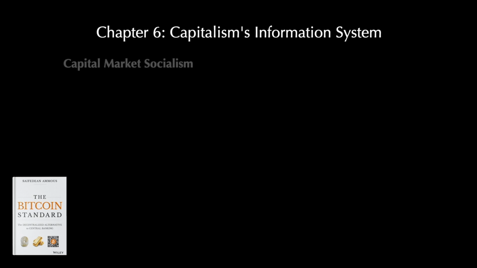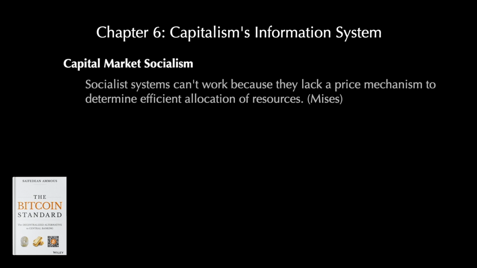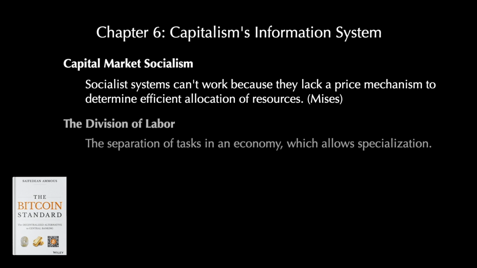Capital market socialism. Mises argued that socialist systems cannot work because they lack a price mechanism to determine the most efficient allocation of resources. Without this system, it is impossible to produce new goods or coordinate the production of existing goods. Centralized decision-making leads to a breakdown in production. The division of labor is the separation of tasks in an economic system or organization so that participants may specialize. While most understand the importance of the price system to the division of labor, few get the crucial role it plays in capital accumulation and allocation.